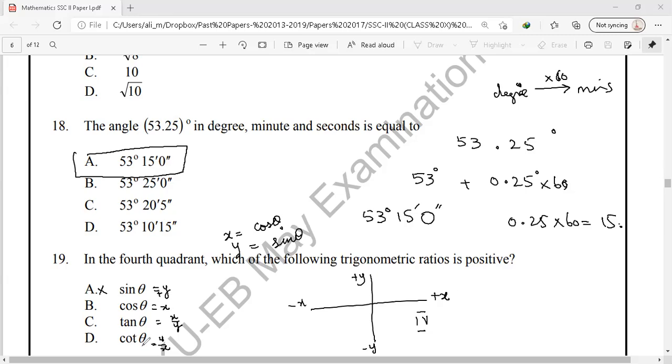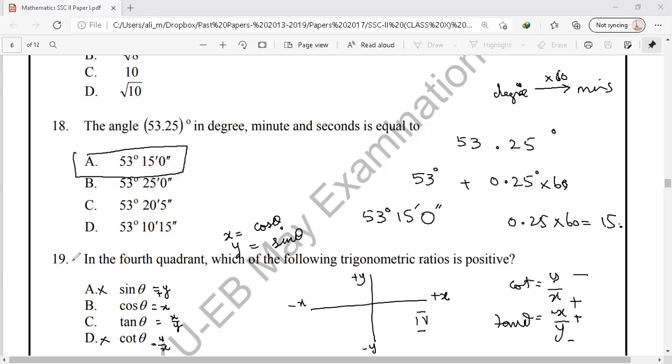Option D states cot theta, and we know that cot theta is equal to x over y. In the fourth quadrant, x is positive while y is negative. So the ratio will be negative. So this is the incorrect one. Tangent theta is equal to y over x. In the fourth quadrant, y is negative and x is positive, so the ratio would become negative.